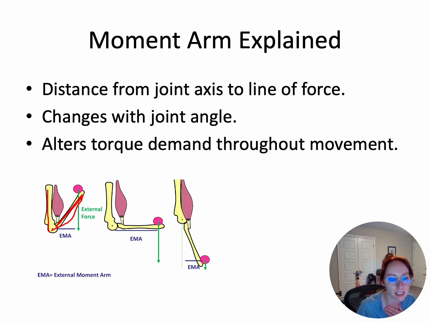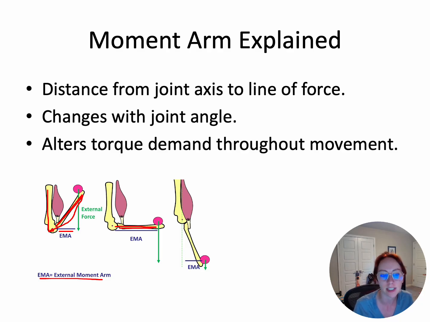This is the EMA, the external moment arm. So you have the moment arm, the joint axis, and then the force having to react against gravity, potentially holding a dumbbell, so that force is being applied downward, and your moment arm is that perpendicular distance.